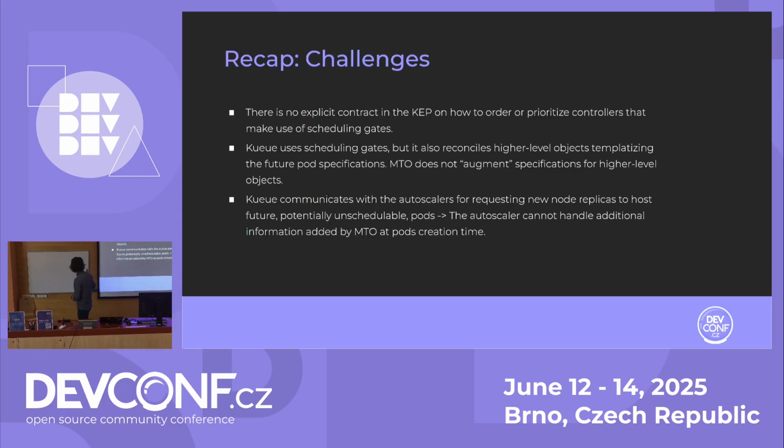So what are the challenges? Well, the contract in the KEP doesn't give any information on how to prioritize controllers that make use of scheduling gates. Queue uses scheduling gates, but also reconciles high-level objects, and there is no way to anticipate what the future pod will look like. And the same happens with the autoscalers. If you reconcile the high-level object before the pods are mutated, the autoscaler cannot handle the information added by other controllers later at pod creation time.